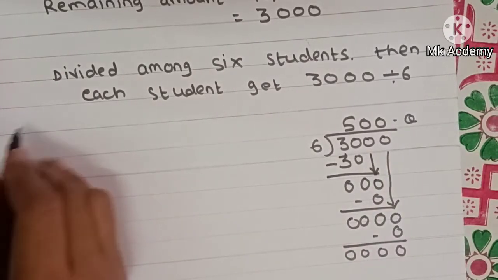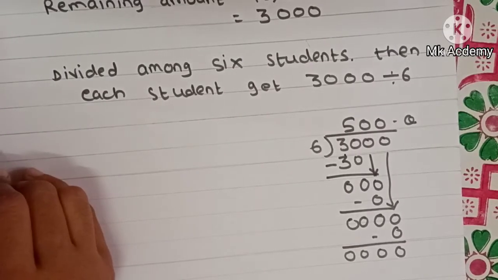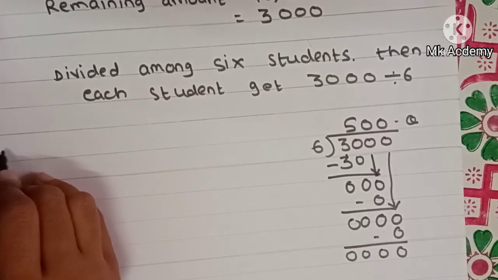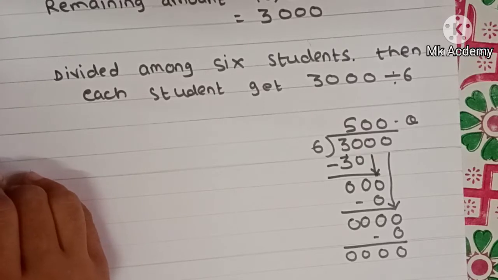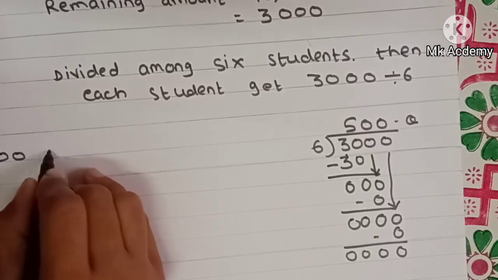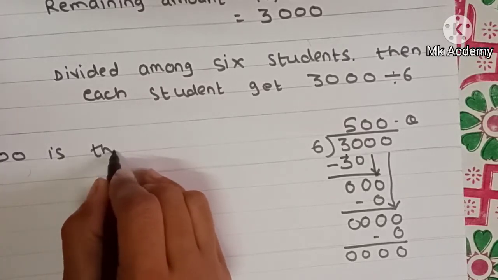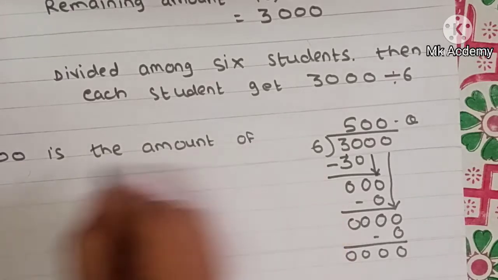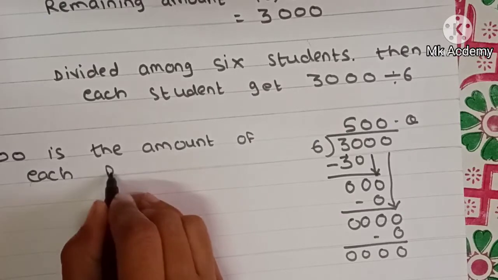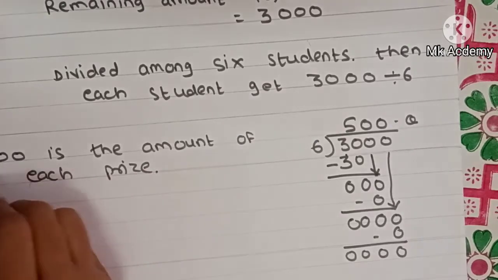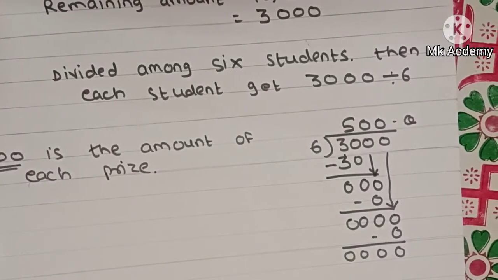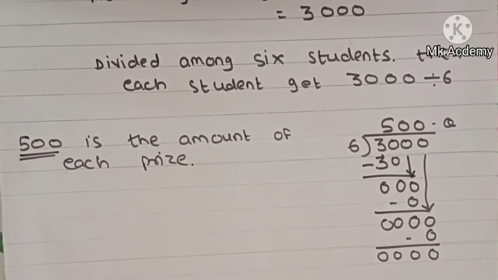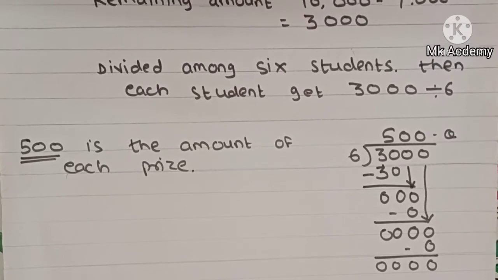Means the amount of each prize, 500, is the amount of each prize. Understood? Means each student got 500 rupees. Understood? Each student got 500 rupees. Now example number 2.